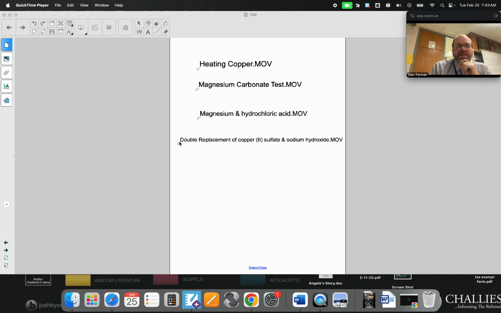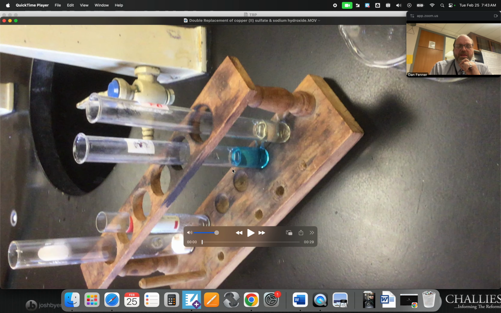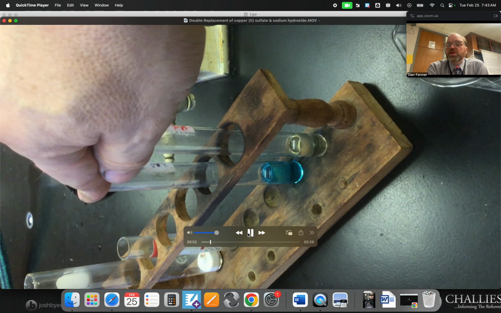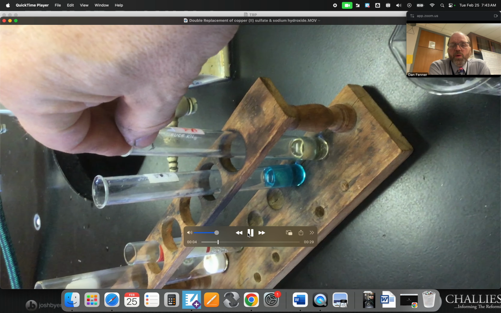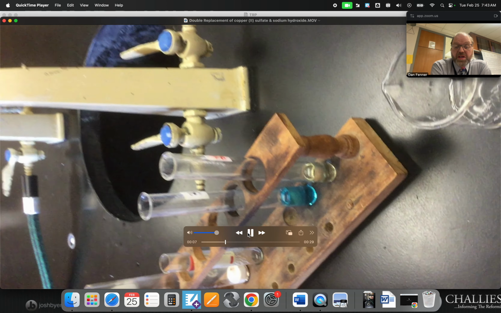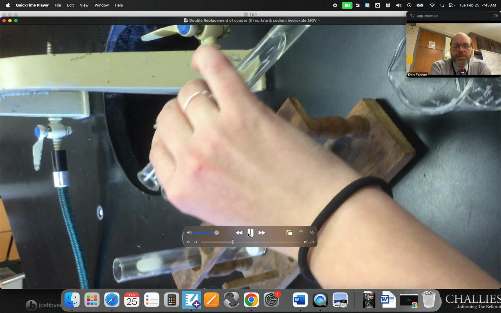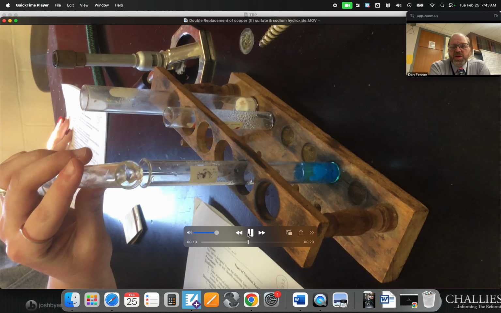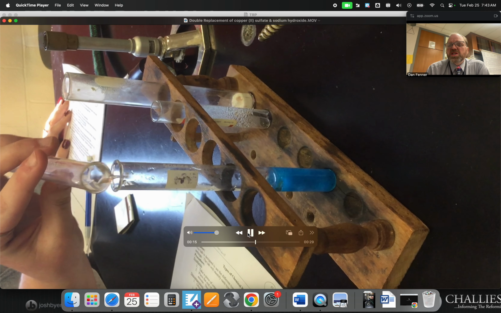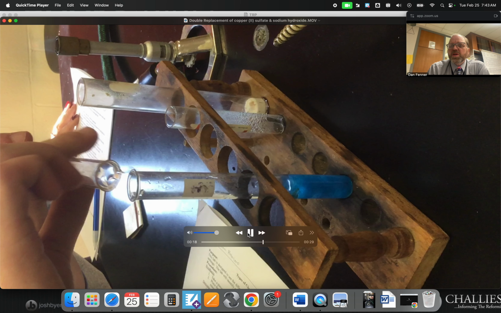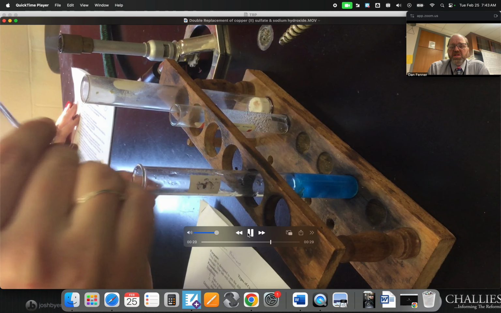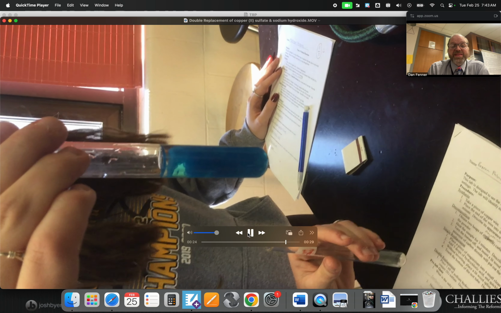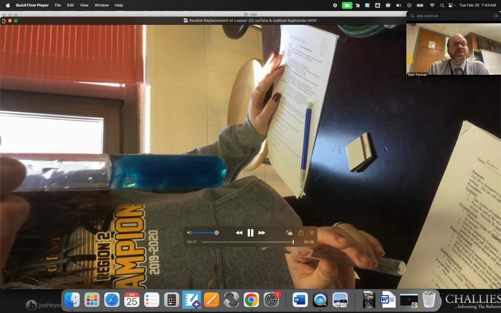All right, and then the double replacement reaction. This one's also a little sideways, sorry about that. We have our copper 2 sulfate, a blue solution, and sodium hydroxide. Both of those are clear. We're going to pour them into each other. When you do, you'll notice little crystals right there. Those crystals are called a precipitate. When a crystal forms in solution, we call that a precipitate. That's copper 2 hydroxide that's generated. That's a double replacement reaction.